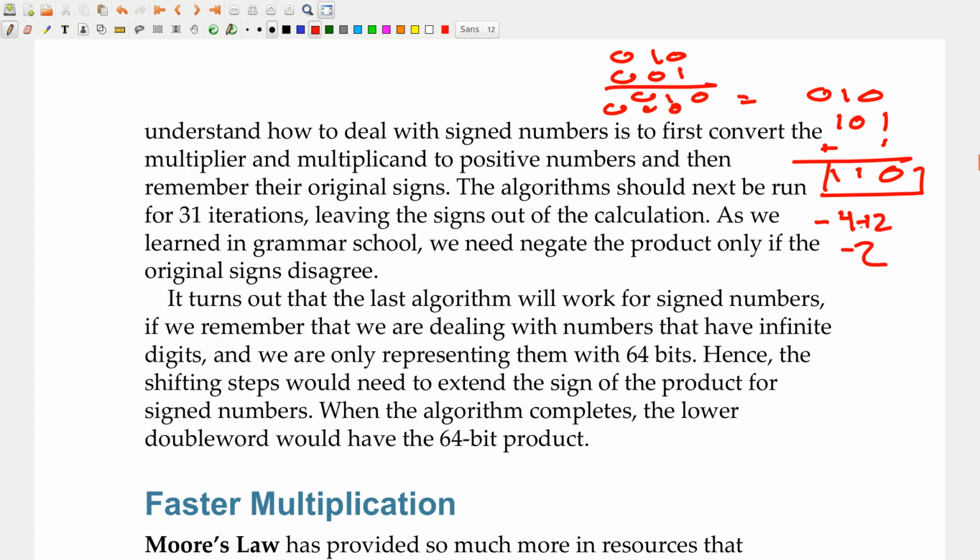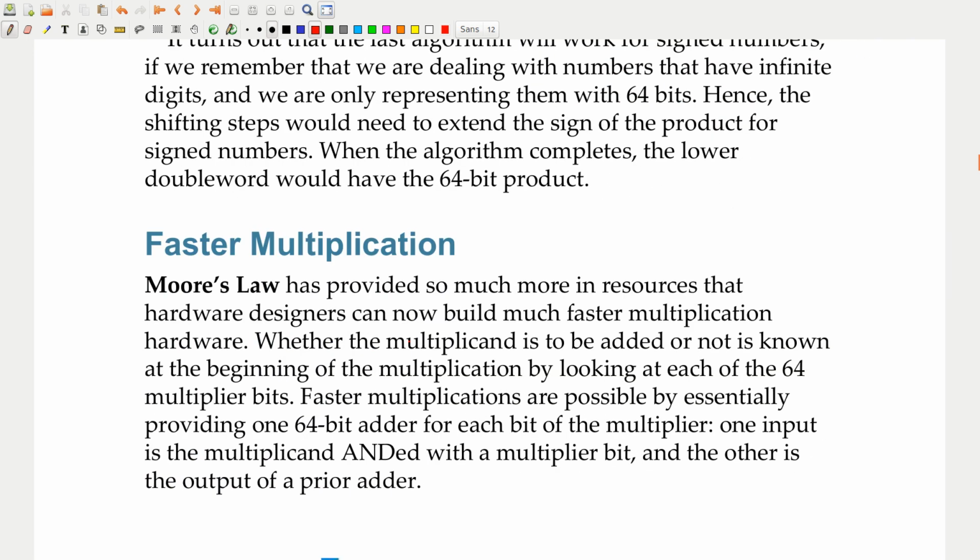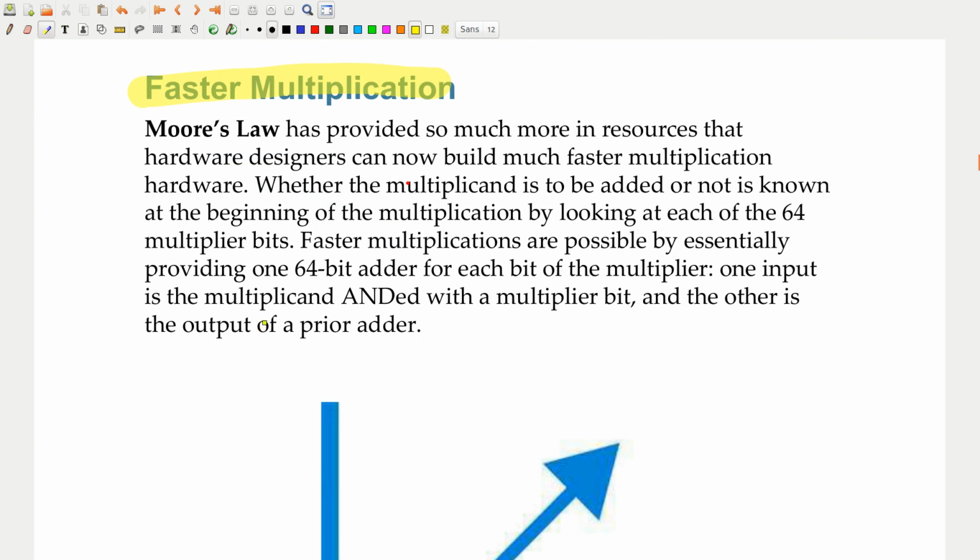That's this kind of patch-up method. So they don't go into the interesting ways of doing multiplication. Or they might. So let's see what they mean by faster multiplication. So Moore's Law is something that we talked about earlier.